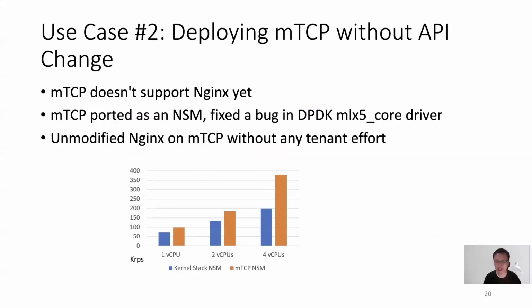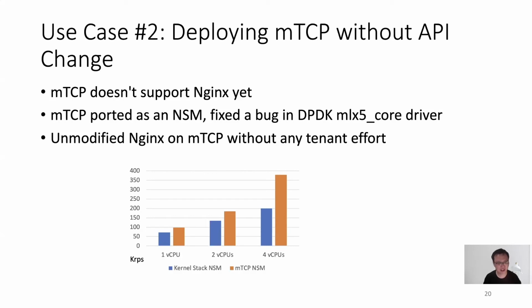In the second use case, we will show how to deploy mTCP without any API change in NetKernel. So far, the original mTCP doesn't support nginx yet. So we ported mTCP as our mTCP NSM. While porting mTCP, we also found a bug in the DPDK Mellanox driver. I think it's very hard for a tenant to do this. And finally, the tenants can use unmodified nginx on mTCP without any tenant effort.